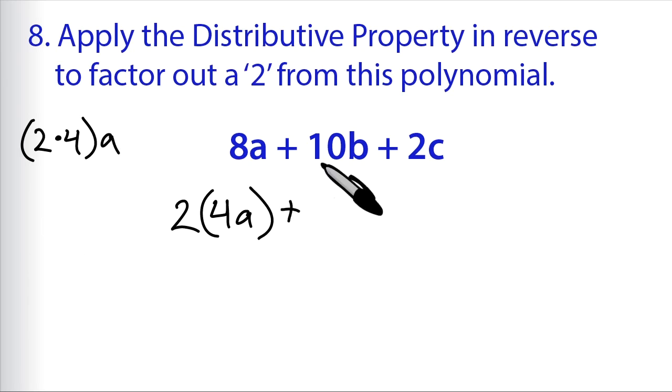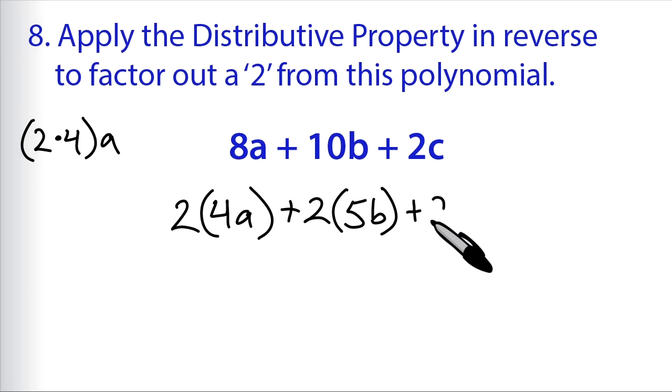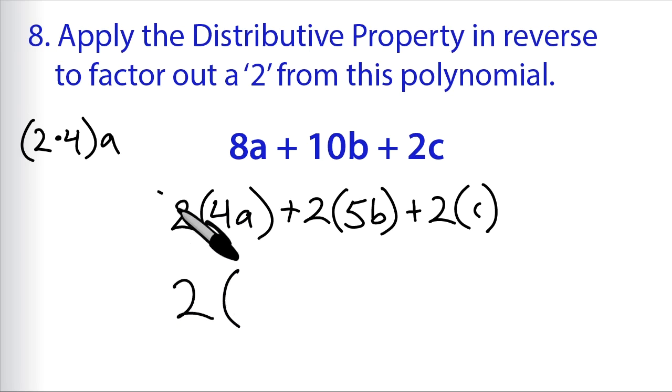Then we have plus, and 10b can be written as 2 times 5b plus, and then 2c, we can factor out the 2 by just putting in parentheses, even though that's not completely necessary. It helps us see that the 2 has been factored out. So we can consolidate those factors of 2, and then put the rest of the terms inside a group to be multiplied by that 2 all at once.